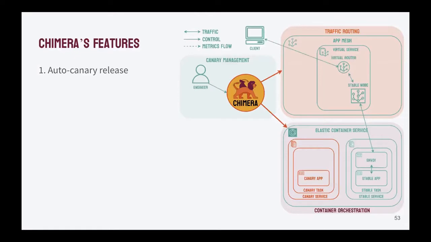Another abstraction of service meshes and App Mesh in particular is a virtual router. App Mesh uses a virtual router's configuration to split traffic through weights.